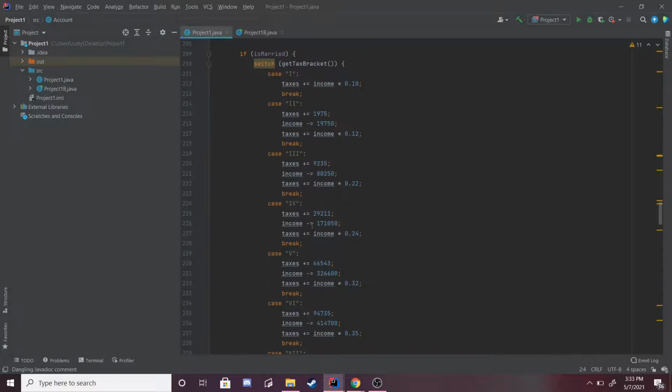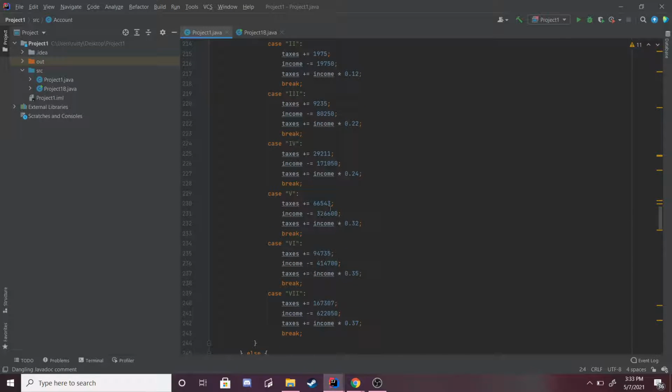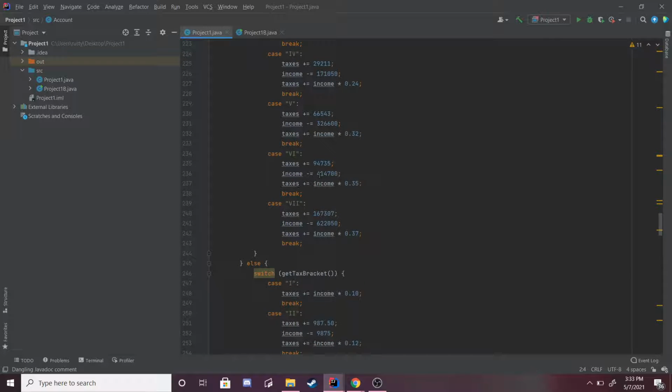0.22. For case 4, taxes plus equals 29,211, income minus equals 171,050, taxes plus equals income times 0.24. For case 5, taxes plus equals 66,543, income minus equals 326,600, taxes plus equals income times 0.32. For case 6, taxes plus equals 94,735, income minus equals 414,700, taxes plus equals income times 0.35. And for case 7, taxes plus equals 167,307, income minus equals 622,050, and taxes plus equals income times 0.37.